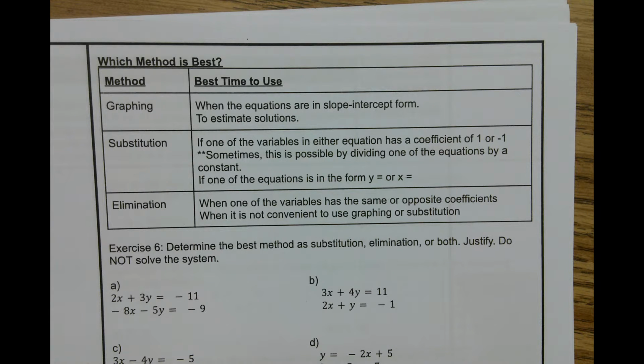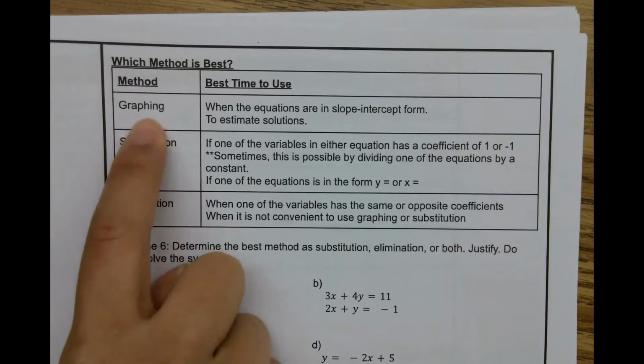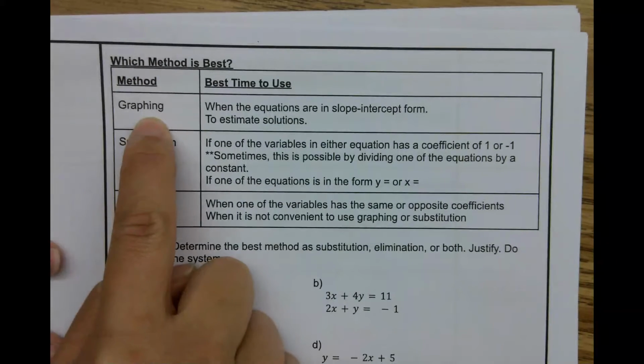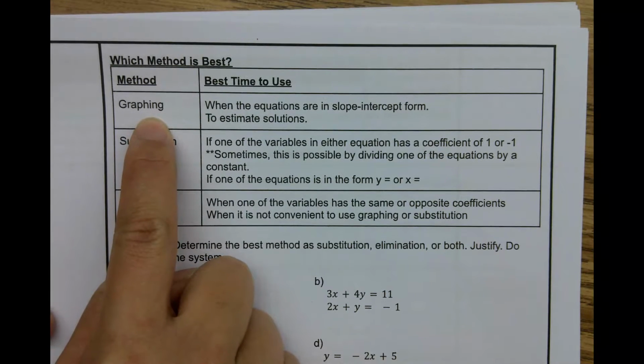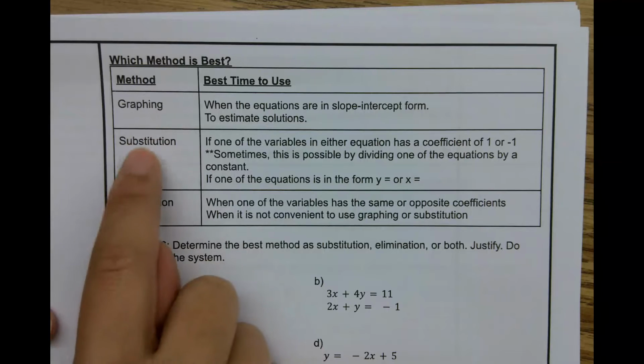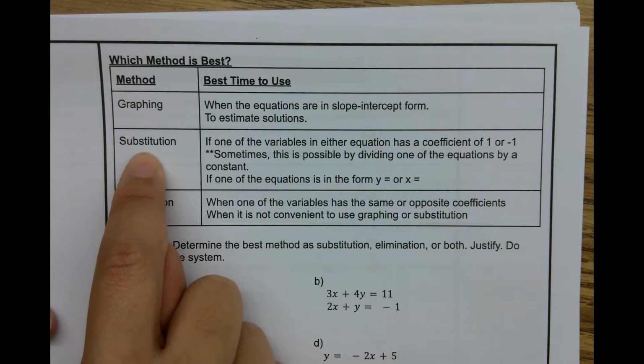So today we're going to be talking about which method is best when we're solving systems of equations. We've already learned three methods. We've learned how to solve by graphing, where we graph the two lines and then find where they intersect. We've learned how to solve by substitution, where we end up taking one of our equations and plugging it into the other one.